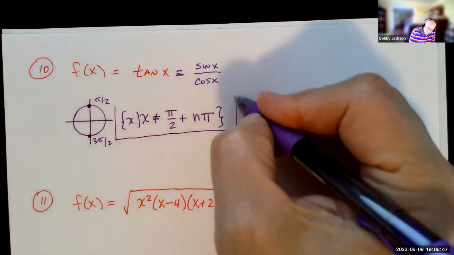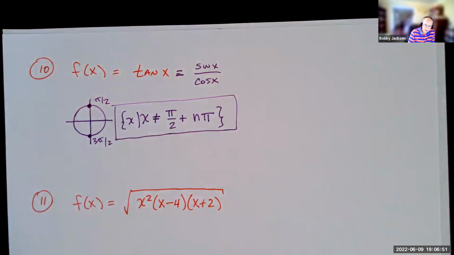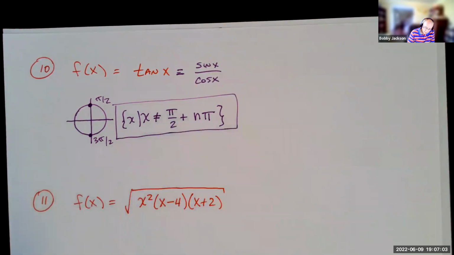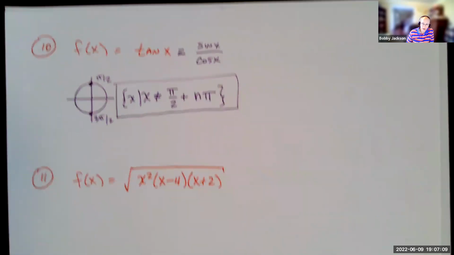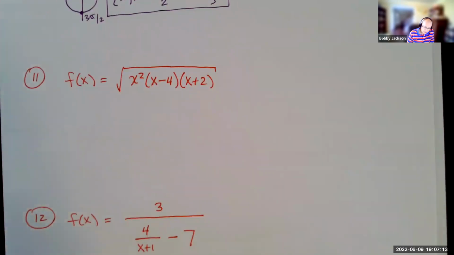There are really infinitely many locations where the tangent function is not defined. If you remember, the graph of the tangent function has vertical asymptotes at those locations. So its domain would be everything except those infinitely many points. Secant, cosecant, cotangent, similar arguments there. Okay, just a couple quirky ones to close.